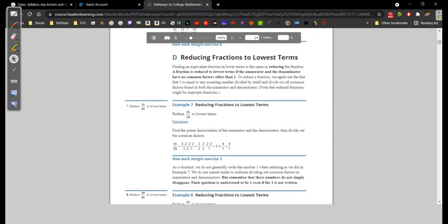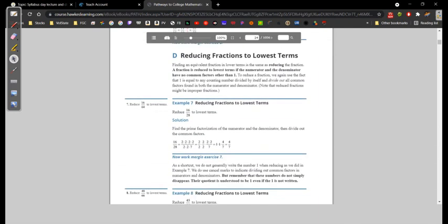Alright, so reducing fractions to lowest terms. Finding an equivalent fraction in lower terms is the same as reducing the fraction. A fraction is reduced to lowest terms if the numerator and the denominator have no common factors other than 1. To reduce a fraction, we again use the fact that 1 is equal to any counting number divided by itself and divide out all common factors found in both the numerator and the denominator. Again, these are just words to you, right? So let's figure out a way we can chug through these words. So by doing that, let's chug through example 7.